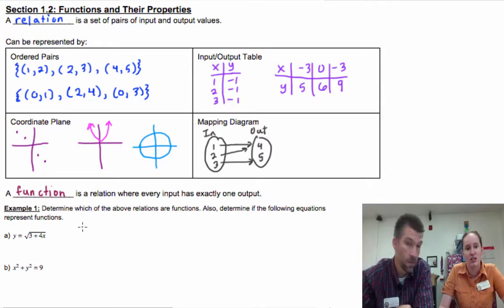So on this first example, we're going to determine which of these above, which is why there are multiple examples up here, are functions, and then also we're going to look at these 2 equations down here.